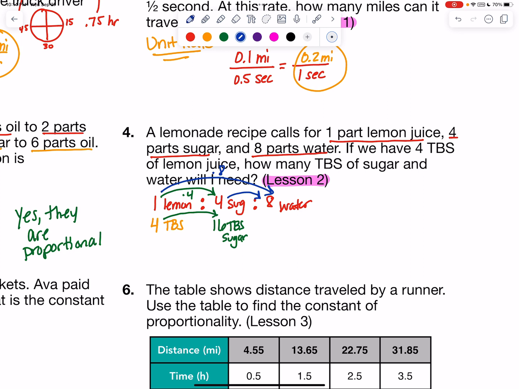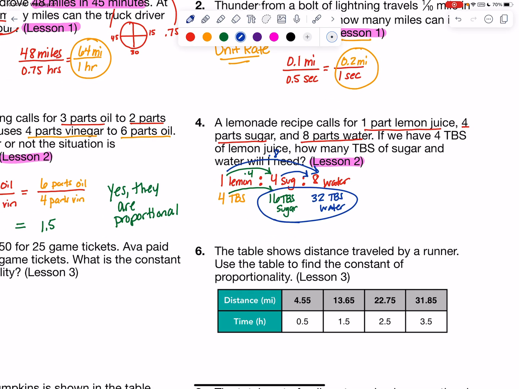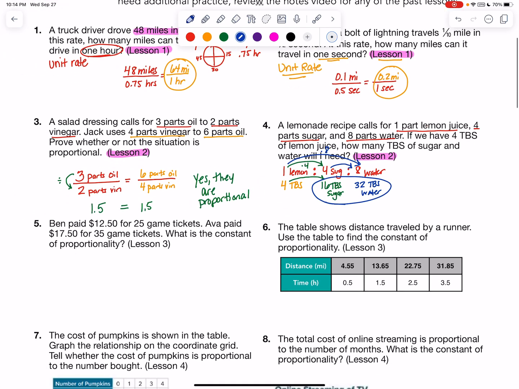And so 1 times 8 is 8, so 4 times 8 is 32. Okay, and so we have 32 tablespoons of water. And so there we go. How many tablespoons of sugar and water will I need? There's my answer right there. So that's how you handle triple ratios or quadruple, or as many as you have.